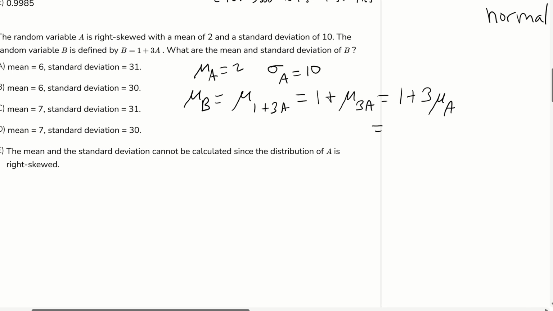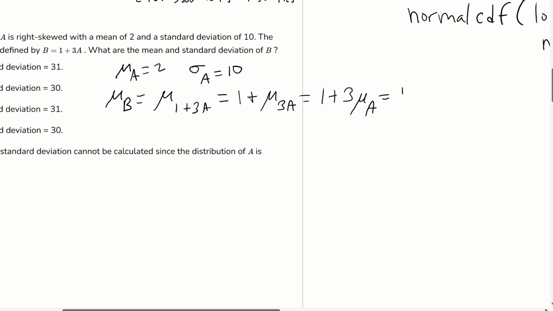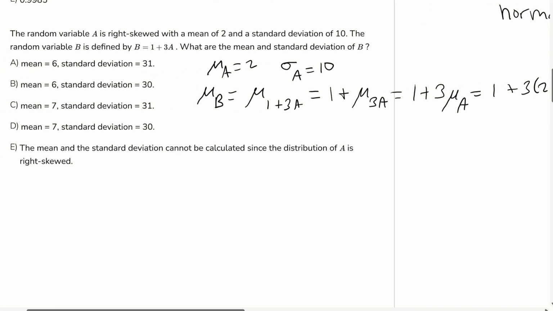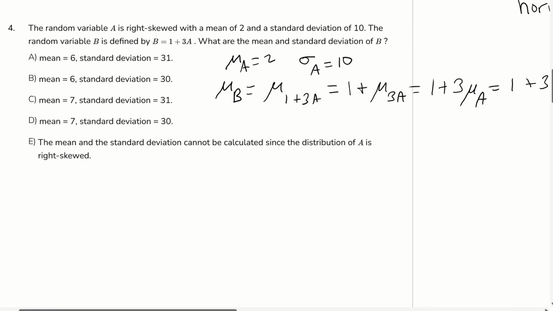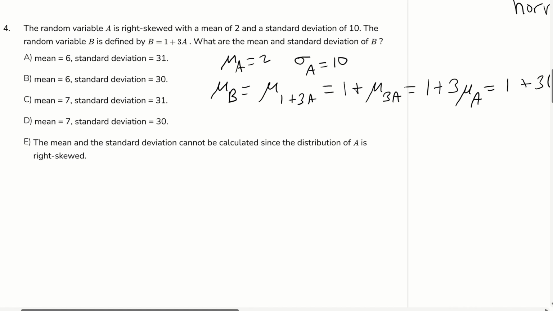All right, so there you go. In other words, there's your formula. So we got 1 plus 3 times 2. Mu A is 2, right? So it's going to be 7. Okay, so that one, it's either C or D, right? So it's either C or D.